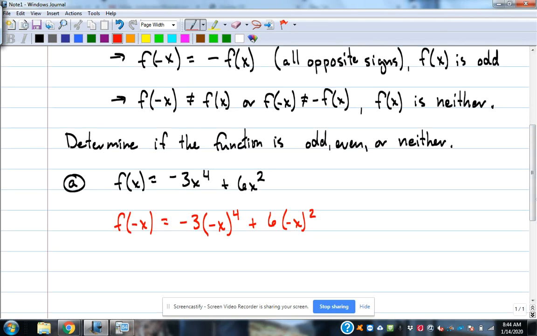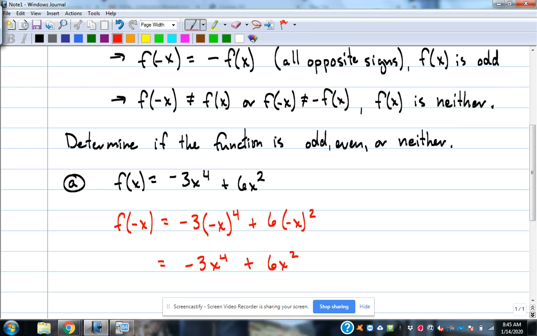Okay, so we've got to follow order of operations here. If I raise negative x to the fourth power, what do I get back? Positive x to the fourth, right? And negative 3 times positive x to the fourth is just negative 3x to the fourth, right? So right now, so far, it's the same. And then go to the next piece. If I raise negative x to the second power, that's negative x times negative x, right? Which would be positive x squared, and 6 times positive x squared equals 6x squared.